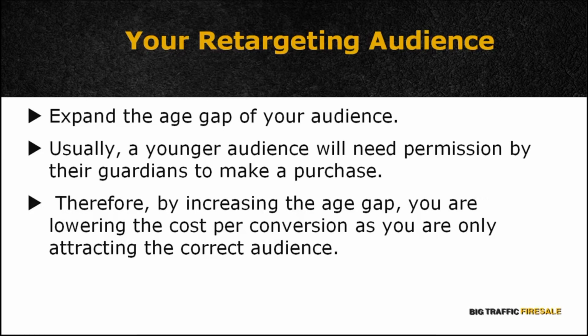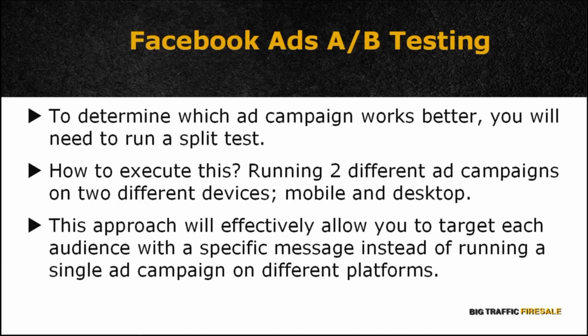Usually, a younger audience will need permission by their guardians to make a purchase, or they don't have enough money to make the purchase. Therefore, by increasing the age gap, you are lowering the cost per conversion, as you're only attracting the correct audience. The fourth and final step is to run a Facebook ads A/B testing.